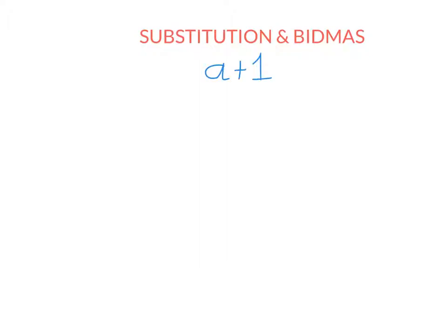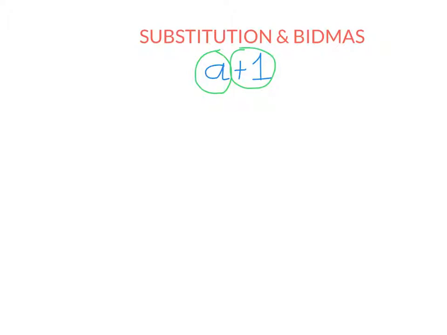Remember that from our algebra topic, if we have something like this, a plus 1, we call that an expression. It's an expression with two terms. A is a term and positive 1 is a term. So remember, substitution involves exchanging a pronumeral or letter for a number. And we do this to evaluate, give the value of the expression.